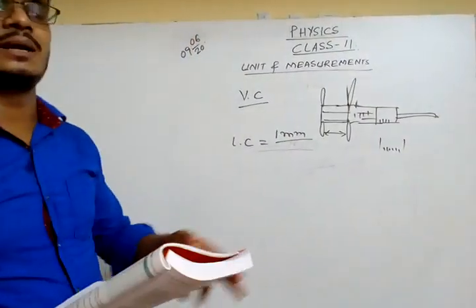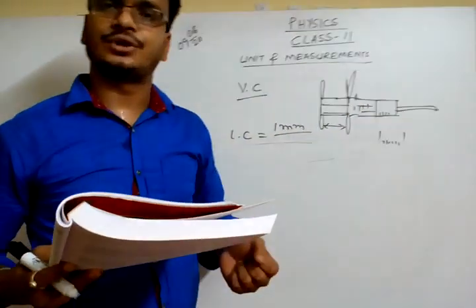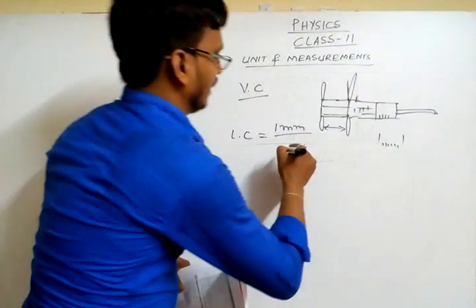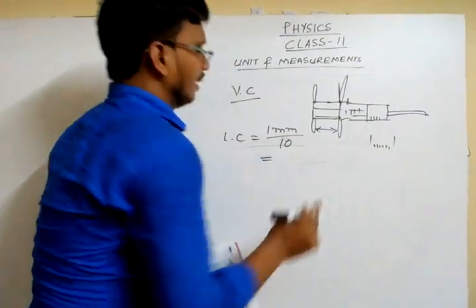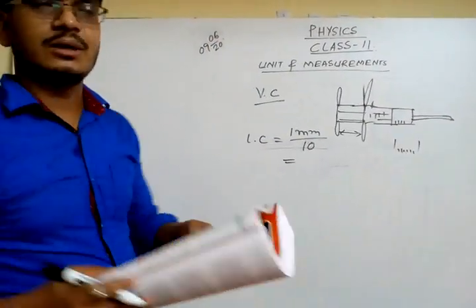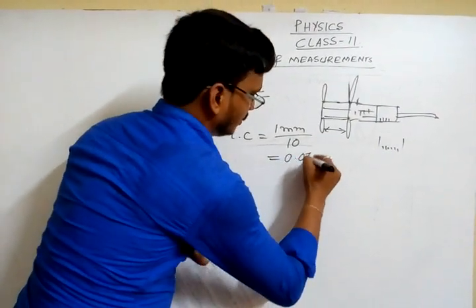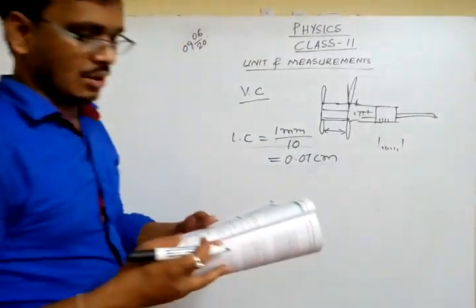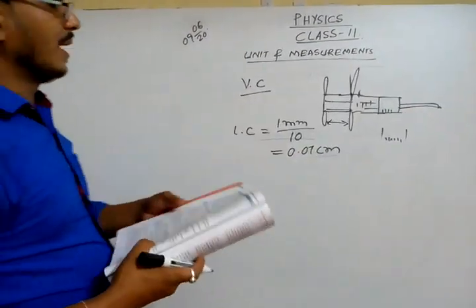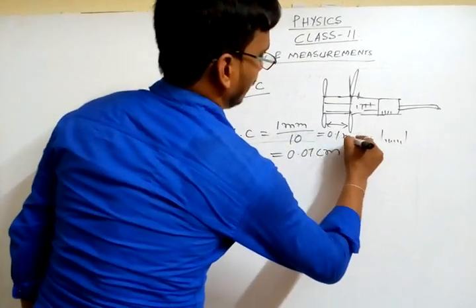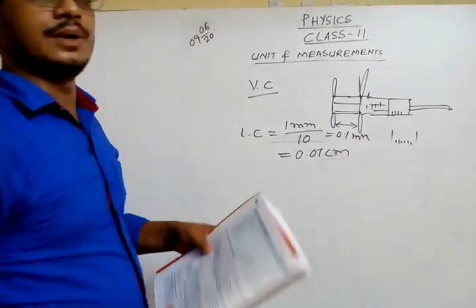And also what do we measure? The total number of vernier divisions. So what is the total number of vernier divisions? There are 10 divisions. In the lab I'll show you, there are a total of 10 divisions. So what is the least count? In centimeters, the least count is 0.01 centimeter. Or you can write 0.1 millimeter equal to 0.01 centimeter.